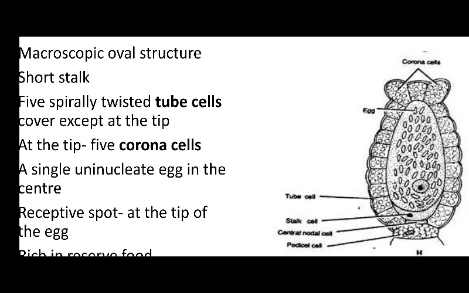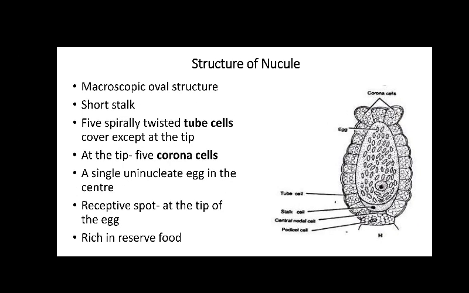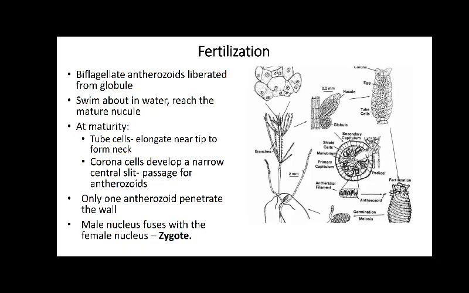എന്തുണ്ട്, 5 ട്യൂബ് സെൽസ് വിച്ച് ആർ ട്വിസ്റ്റഡ് അറൗണ്ട് ദ ഓവം ആൻഡ് ഇറ്റ് കവർ എക്സെപ്റ്റ് അറ്റ് ദ ടിപ്പ്. ആൻഡ് ദ ടിപ്പ് 5 type of cells known as corona cells, and then center there is placed a large egg, okay, which is rich in reserve food materials. So during fertilization, നമ്മൾ നേരത്തെ പറഞ്ഞു biflagellated anthrozoids are liberated in the water. They swim about in the water, reach the mature nucleus.